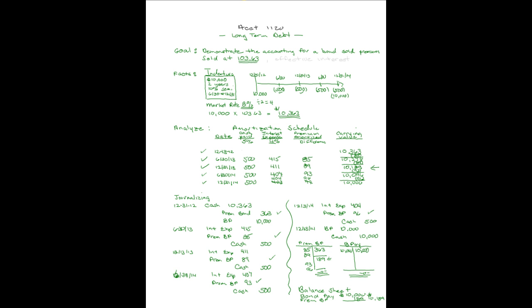Well, this was demonstrating the accounting for bonds sold at a premium, sold at 103, and it was on the effective interest method. The effective interest method says you'll set up a schedule and you amortize the bond using the actual interest rates. There is a simple interest method that the author talks about.